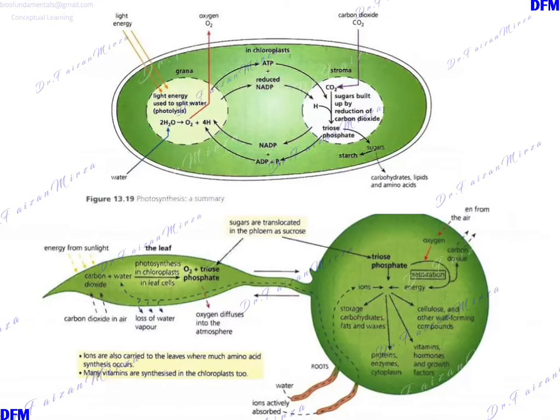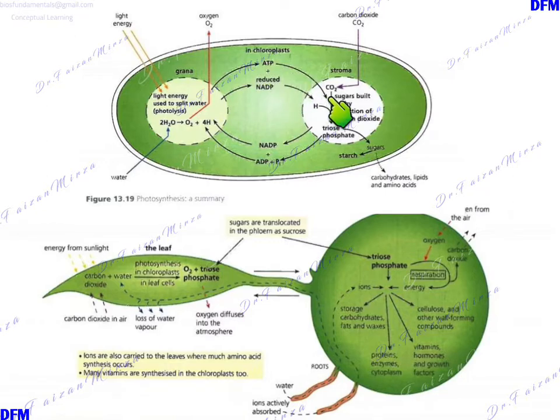If we try to figure out what's happening here, light energy is consumed inside the chloroplast to cause photolysis of water. This photolysis of water produces oxygen, which goes out, and the H plus ions end up forming reduced NADP, and ATP is produced as well. Reduced NADP and ATP are produced in the stroma only, so they are already in the stroma.